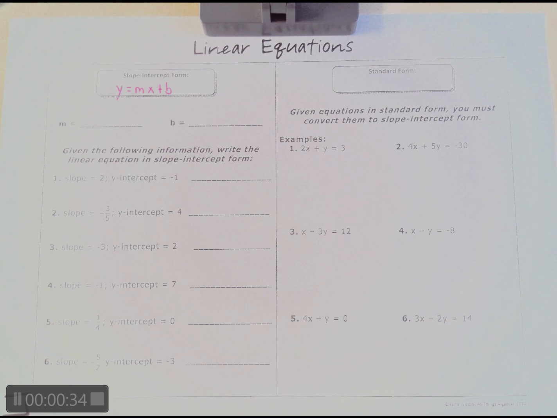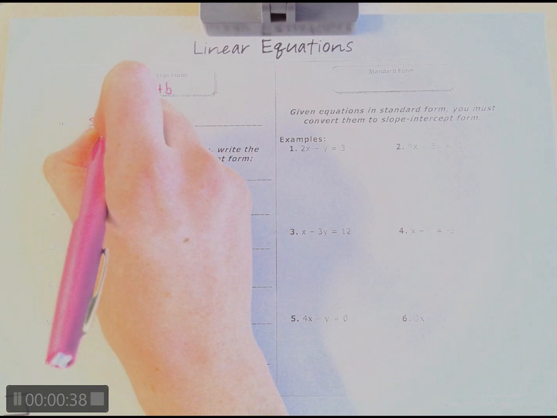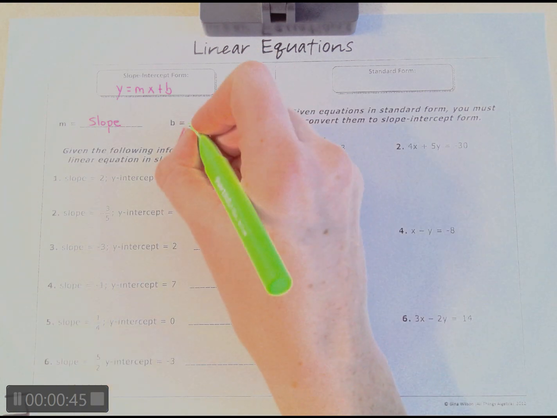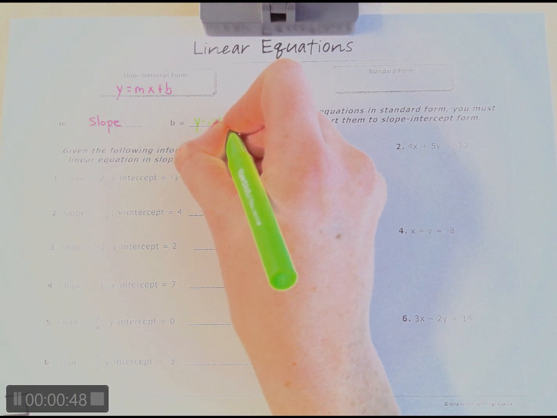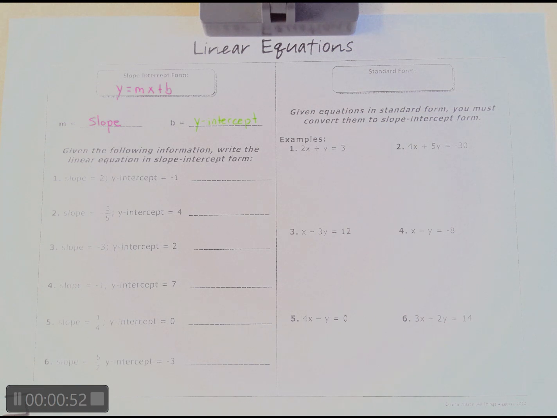So when we talk about our m, that is called our slope, which hopefully we remember from Friday. And then our b is going to be our y-intercept, hence the name of slope-intercept form, because whatever our m is, that's our slope, and our b is our y-intercept. So if we are given the following information, we're going to write a linear equation in slope-intercept form.